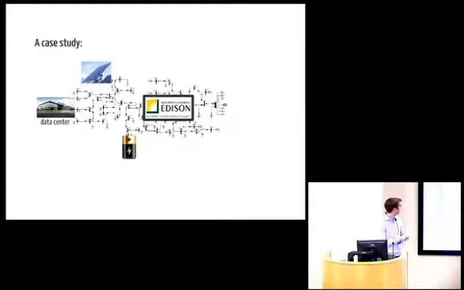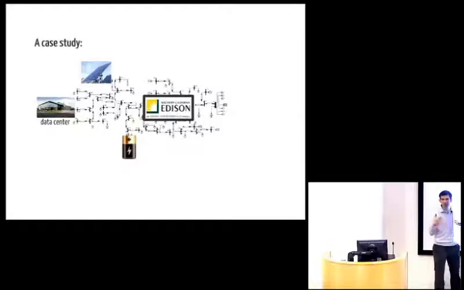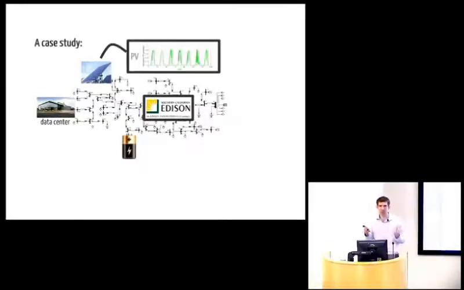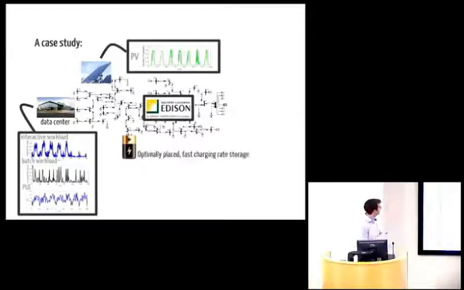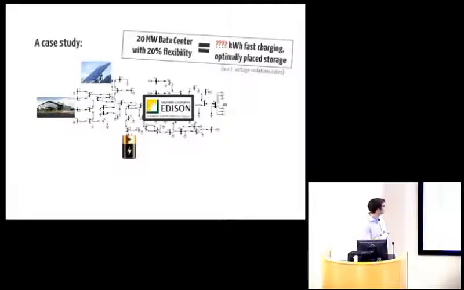The study we did was to consider optimally placed storage. So you're going to invest $5 million in a new large-scale storage system, and you're going to put it in the best possible location. How much storage capacity can a data center replace if you can tap into it with DR markets of some sort? That's the question. We had real traces for all these things, and we compared to optimally placed storage.